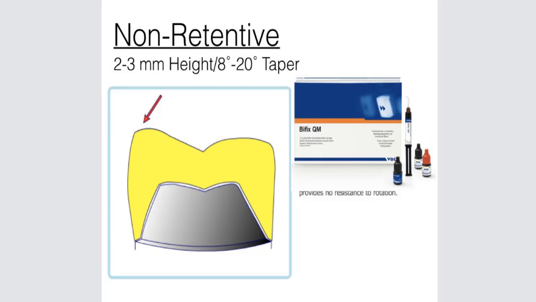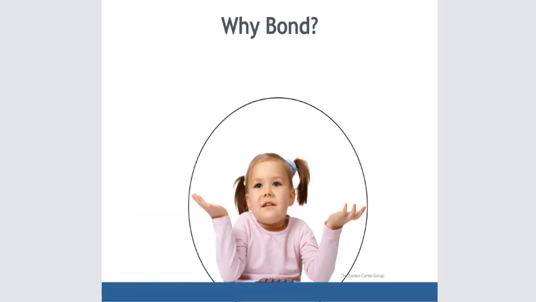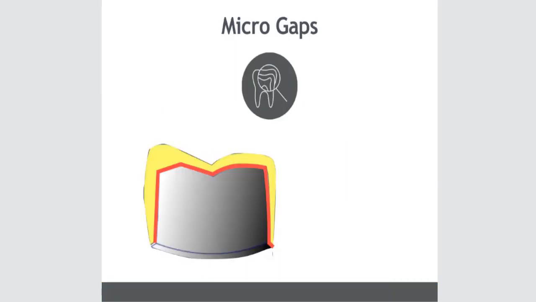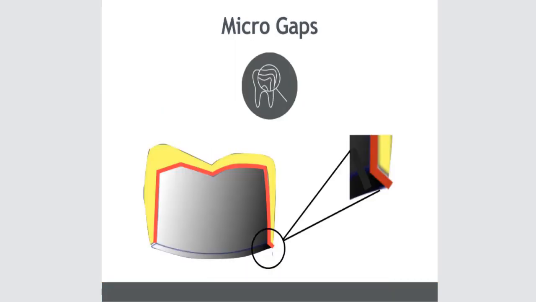And so when we talk about a non-retentive, this is a really non-retentive. We're going to get no resistance to this type of preparation, and so I would not cement this at all. I would bond this tooth in with an adhesive resin cement. So why bond? Well, another reason to bond is because of the microgap.